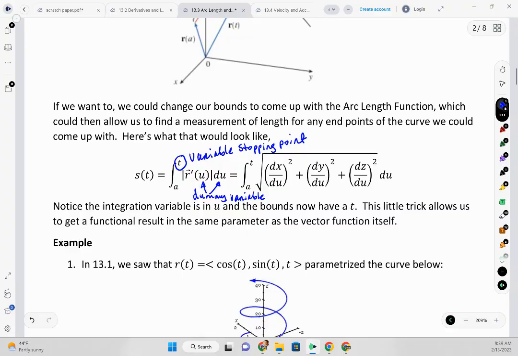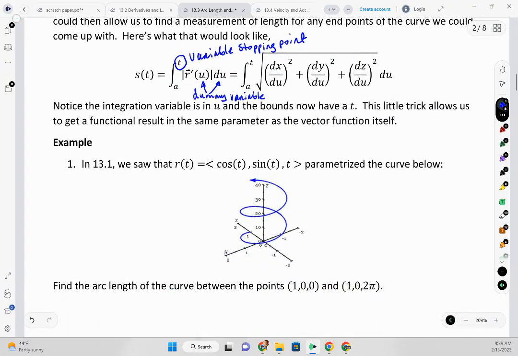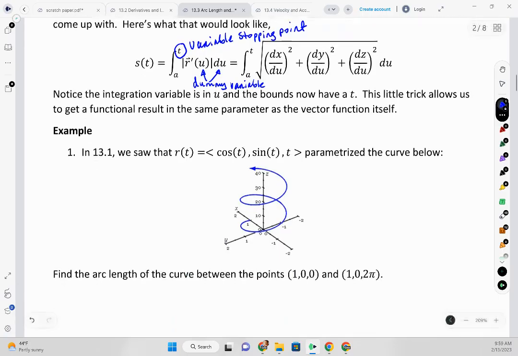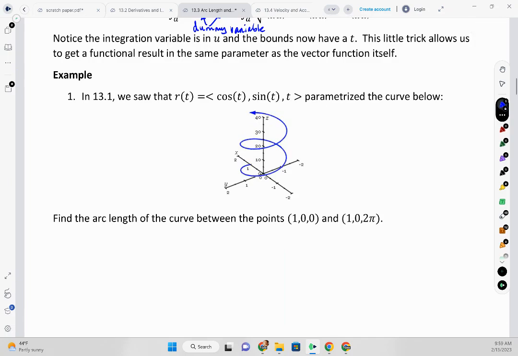We're not going to focus so much on that. We're going to focus more on, we've got a curve, we want to find out how long the curve is, okay? So in this example, we're going back to a problem that we saw in 13.1. It was a vector curve, and the function had components of cosine of t, sine of t, and t, and that was the slinky-looking helicoid.